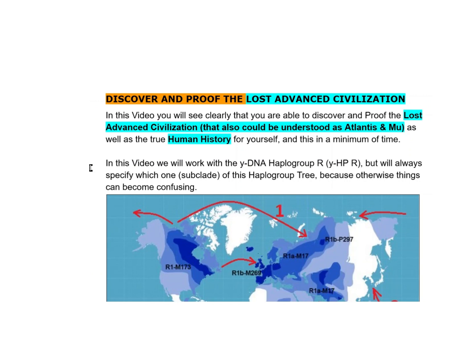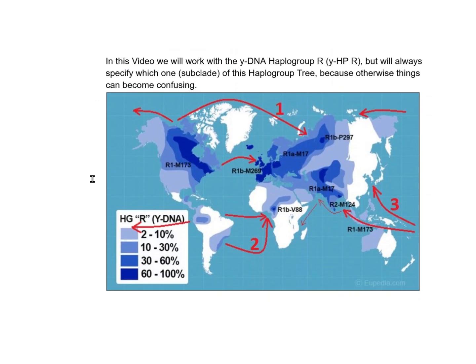We will start out with one workout. We will work with Y-DNA haplogroup R. The abbreviation of Y haplogroup is YHBR, and we will try to always explicitly tell the subclade in order to avoid confusion.